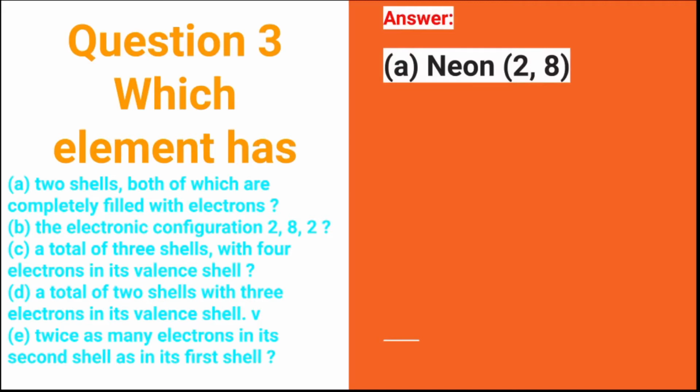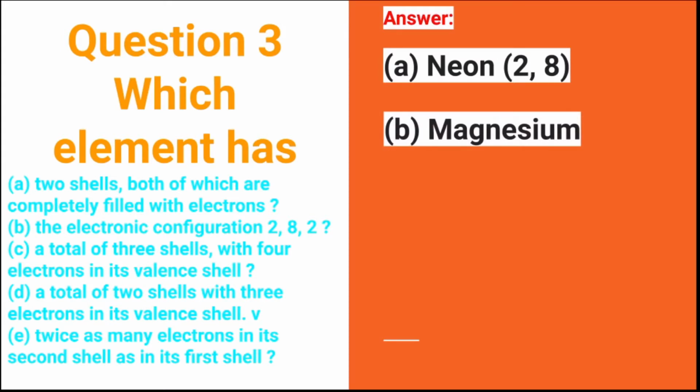B part, which element has the electronic configuration 2,8,2? Children, can you guess? The answer is magnesium. Magnesium has an electronic configuration of 2,8,2.